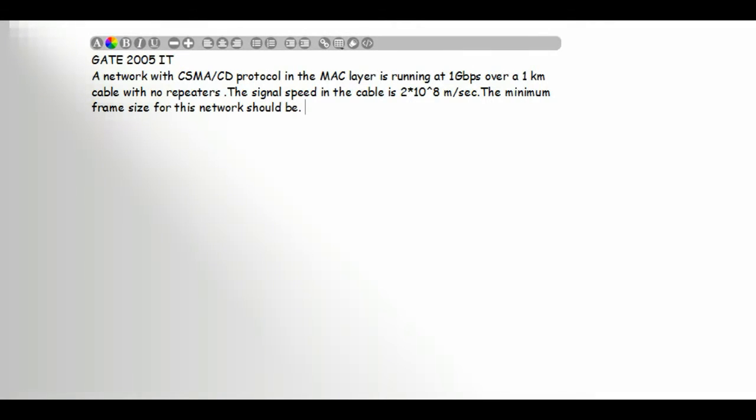Today we're going to solve a question from GATE 2005 IT paper. Let's see the question. A network with CSMA-CD protocol in the MAC layer is running at 1 Gbps over a 1 km cable with no repeaters. The signal speed in the cable is 2 into 10 to the power 8 meter per second. The minimum frame size for this network should be.